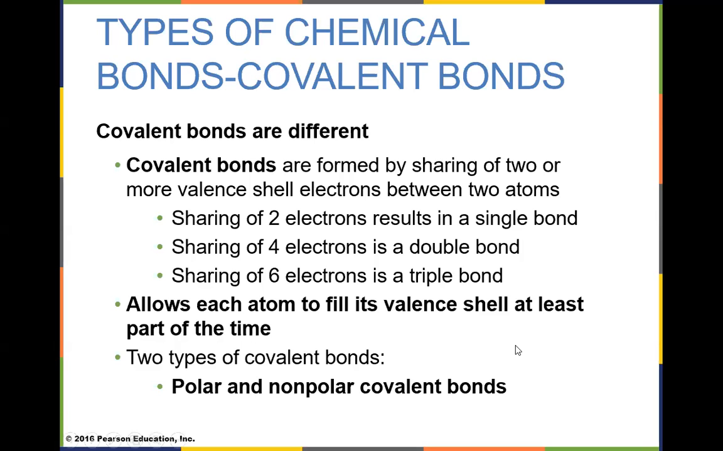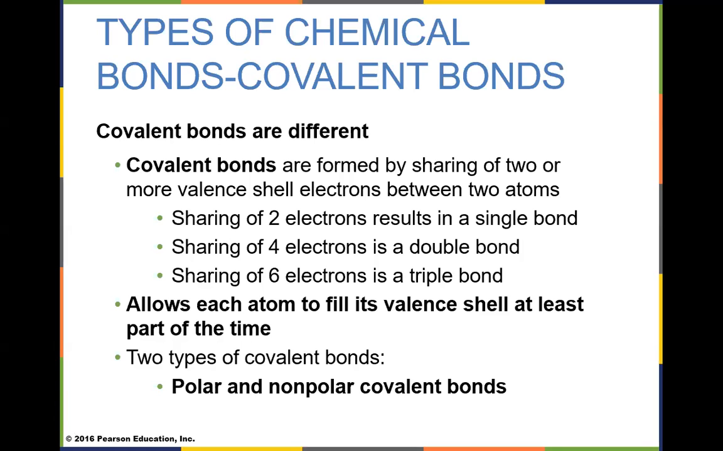Now, if we share 2 electrons between 2 atoms, we have what we call a single covalent bond. Most covalent bonds are single bonds. Some covalent bonds are double bonds where we share 4 electrons. Atmospheric oxygen is held together with double bonds.